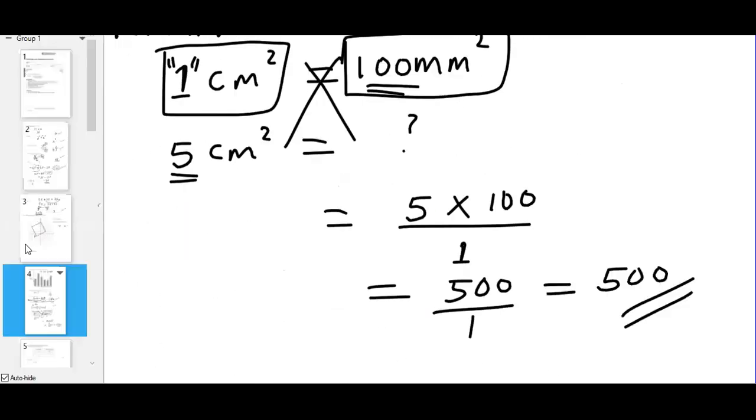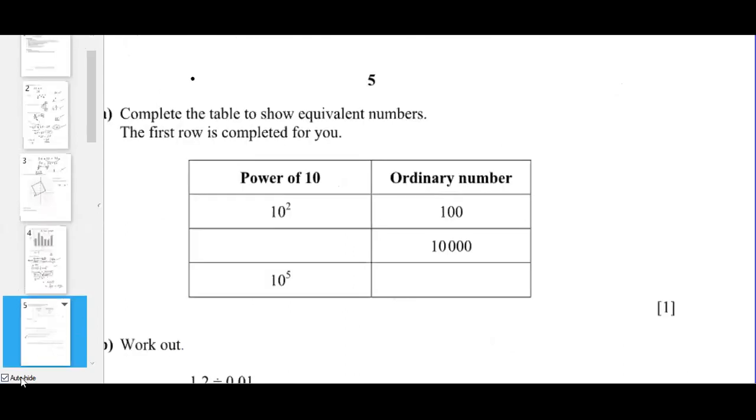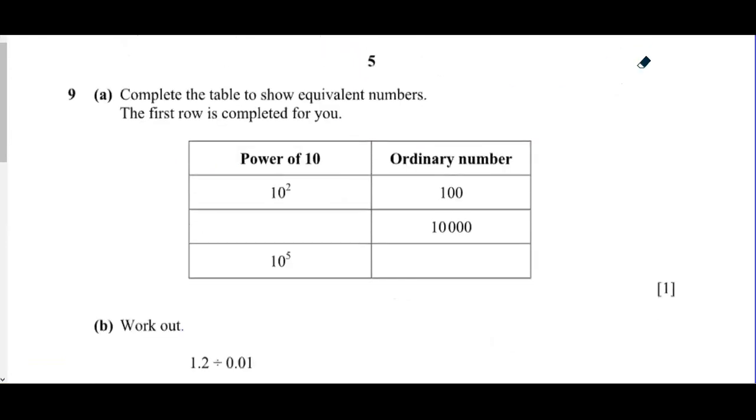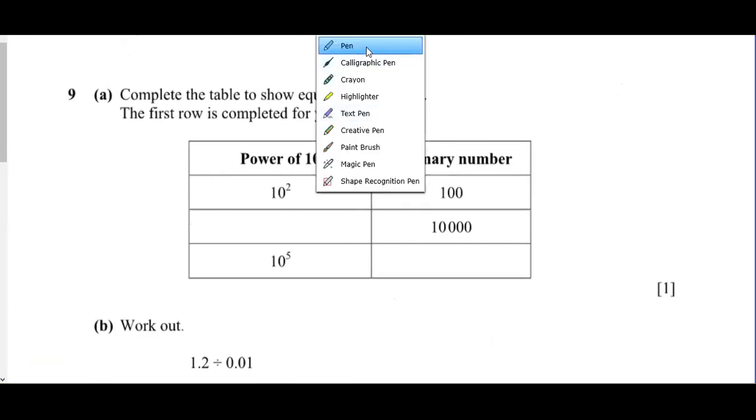Okay, so let me go to the next question. The next question is this question over here. We have this question here. Now this question says, complete the table to show equivalent numbers. The first row is completed for you as an example. So let us try talking about the example first.